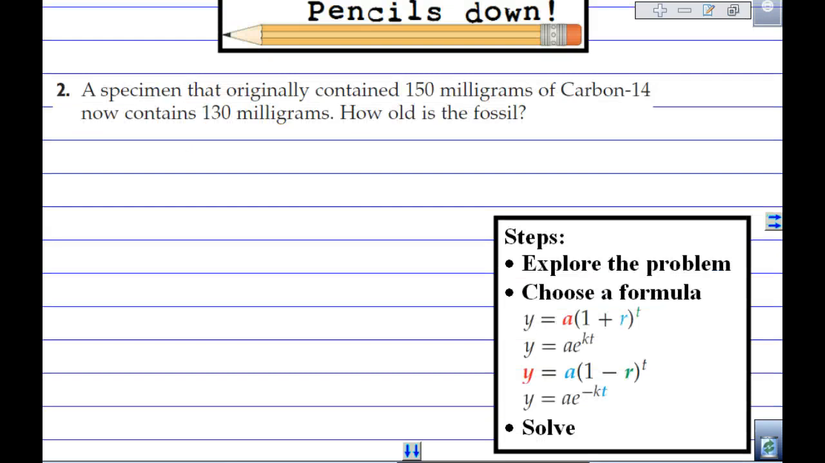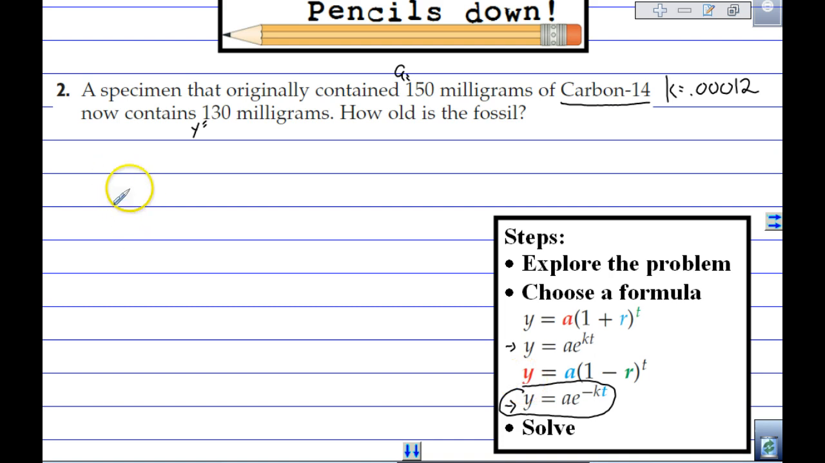Alright, so we have a carbon 14 problem. Now we do have to reference one of the examples where they solved for a K value. I don't give it to you here, but it's 0.0012. Given that, it's pretty obvious we're going to have to use one of the formulas with a K value, a constant. We're starting at 150, that's our A. We're ending up at 130. Since it goes down, we're looking at decay, so we want to use the decay formula.